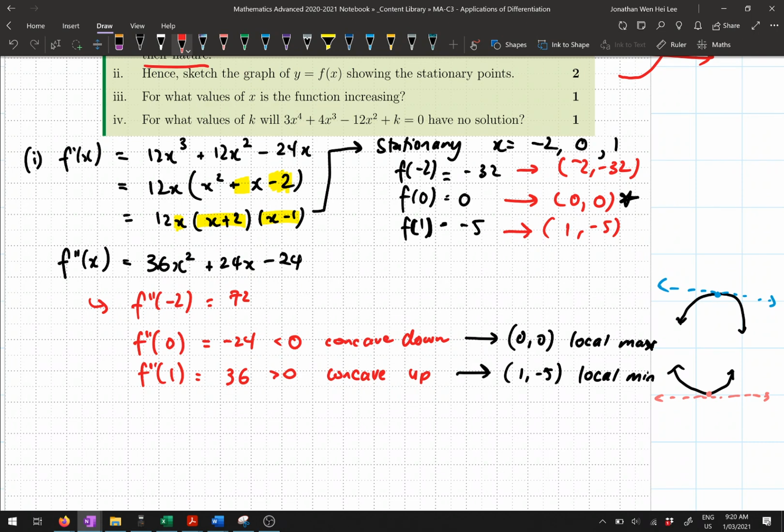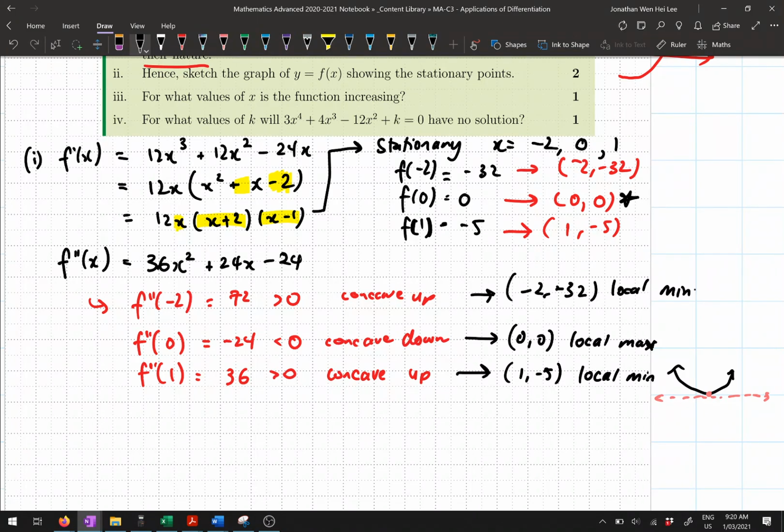Okay, guys. Shh. Back on the board. 72. Is that positive, negative? Which means it's? Which means that at negative 2, it's a local min. Local minimum. Okay, so that's us determining the nature.